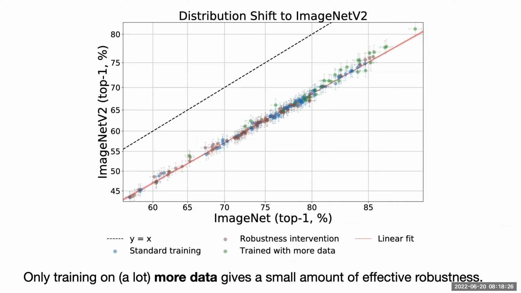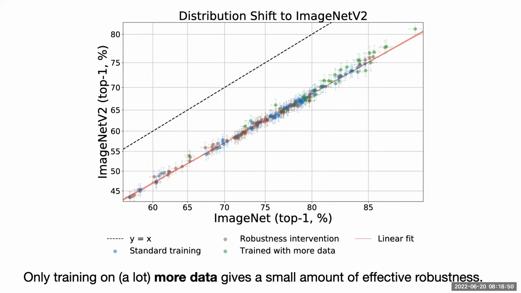And now if you think, oh, it's kind of hard to see the brown points and the green points, this is indeed the case because they all fall really close to the blue points. As we said, the goal here is to have effective robustness, to be above the red line. And it turns out that all of the robustness interventions basically don't do anything on the distribution shift. They fall on the same baseline that is given by standard ImageNet training.